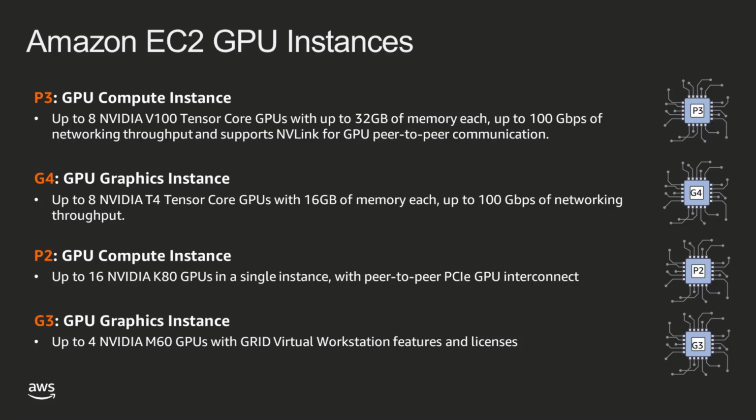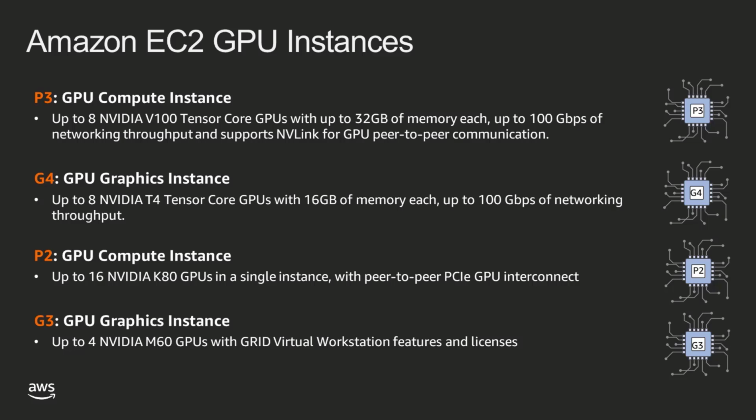So now I'm going to dive a bit deeper into some of the HPC services mentioned earlier, which are also used for the index solution on AWS. I'm going to start with the Amazon EC2 GPU instances. There are 4 types of GPU instances that AWS offers.